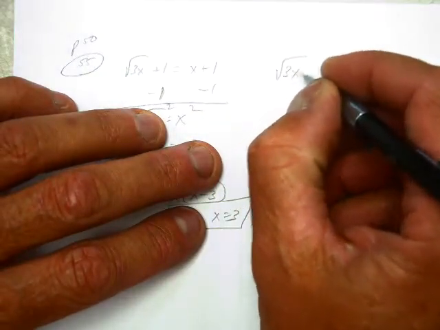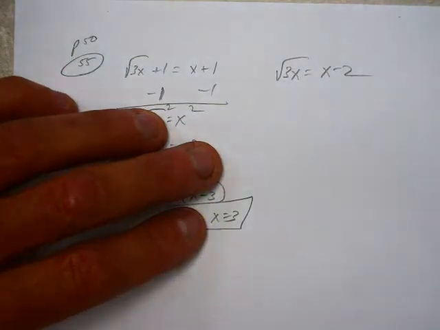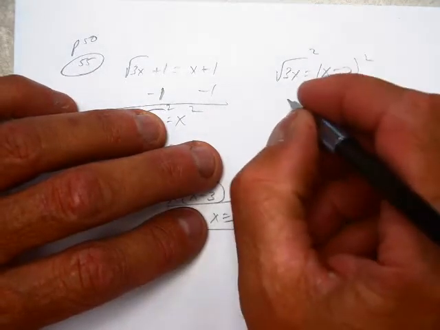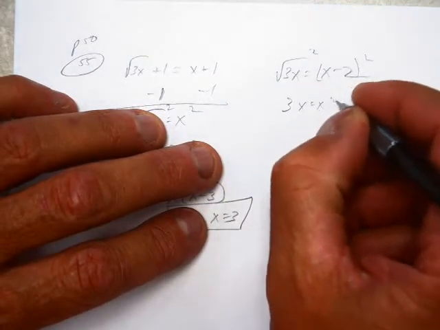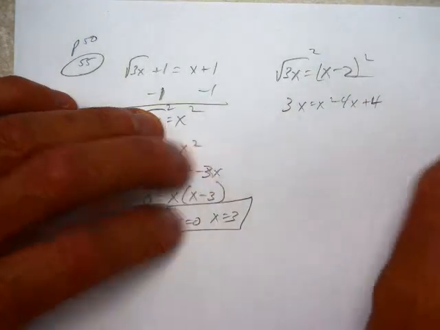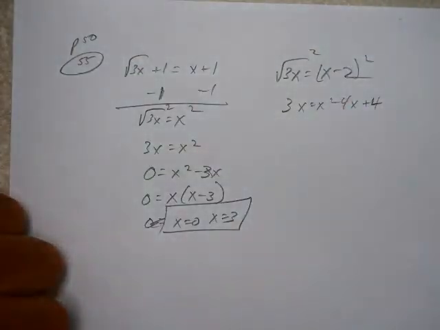Now, if it would have been something like square root of 3x equals x minus 2, that's a different ballgame. That's a really different ballgame. Because if I square the right side, and that's something we'll probably take a look at later this year: squaring both sides when there's two terms. This one actually works out a little bit better.